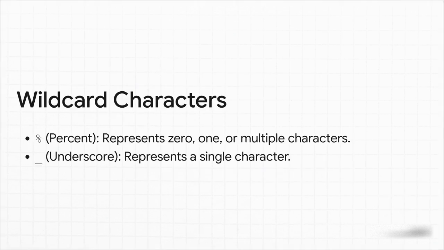LIKE has a secret weapon, wildcards. The most common one you'll use is the % sign. Think of it as a match anything character. It can stand for 0, 1, or a whole bunch of characters. Then there's the underscore, which is a bit more specific. It stands for exactly one character. Using these two, you can create some really flexible search patterns.